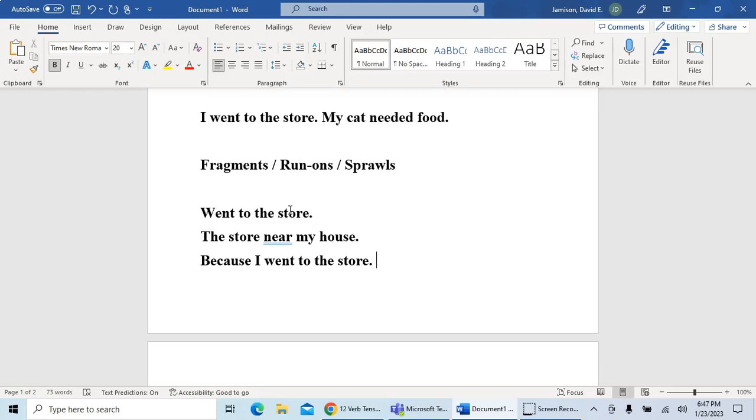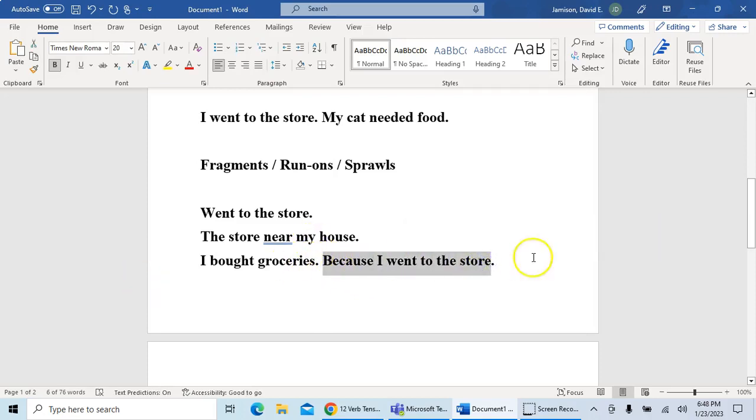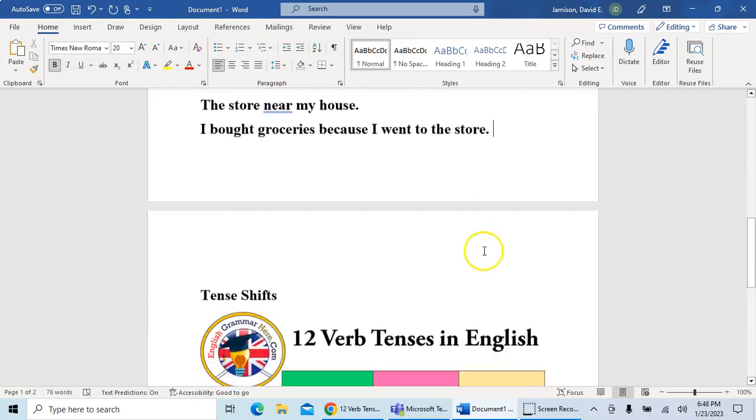If you have your fragment, and it's like this one here, in this case, I bought groceries is a complete sentence. It is not a fragment, but because I went to the store is a fragment. And it's only a fragment on paper. If you were to say this in real life, it wouldn't be a fragment, right? So if we just take this out and we make it into a single sentence, then it works just fine. Should there be a comma there? No, it's fine.